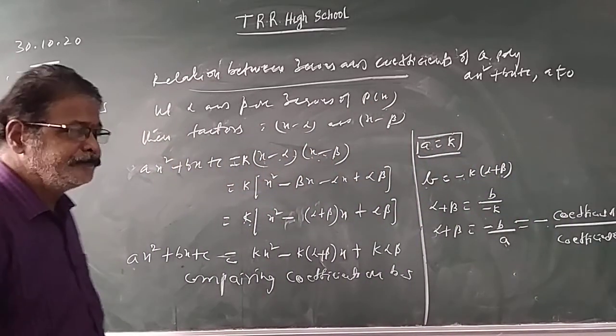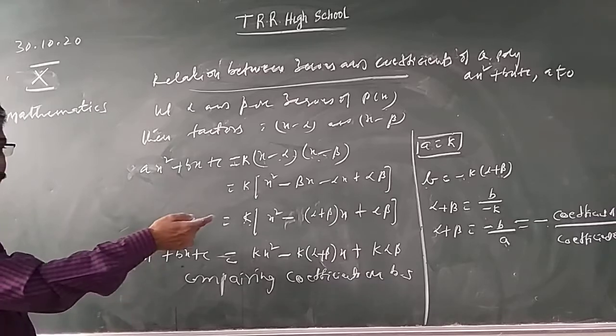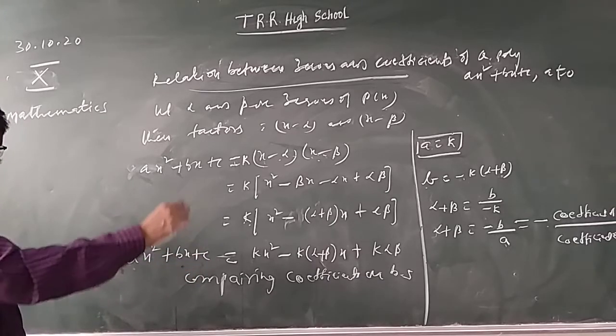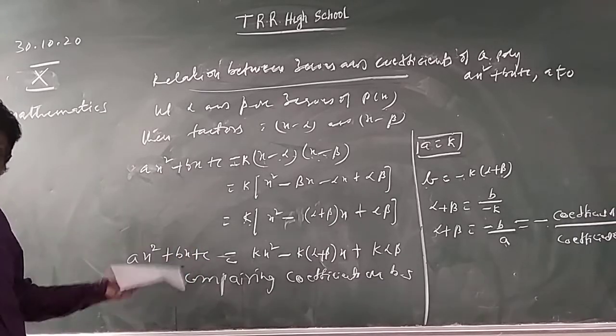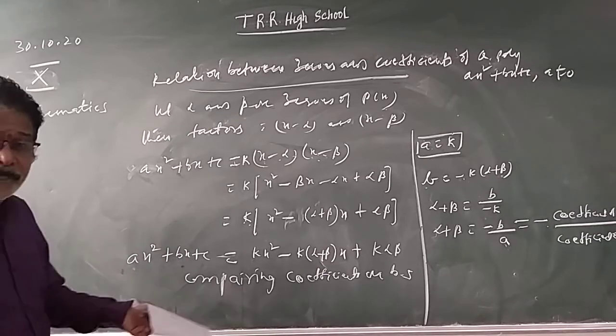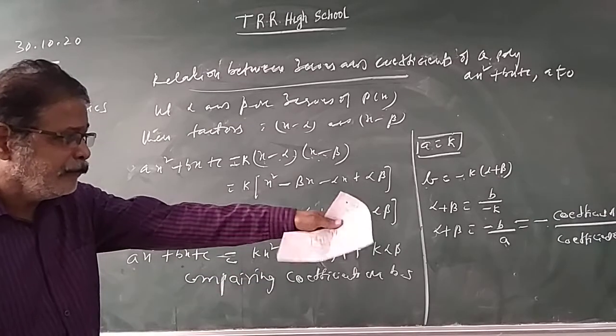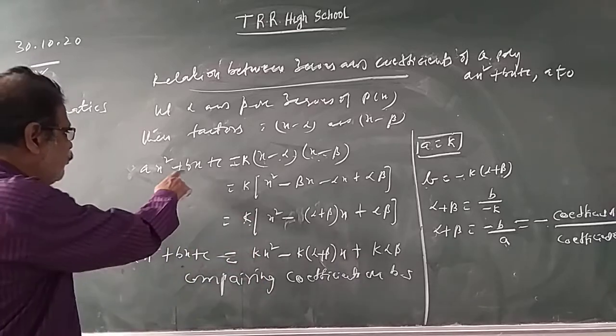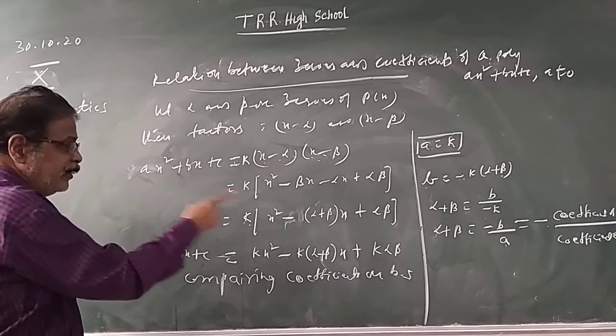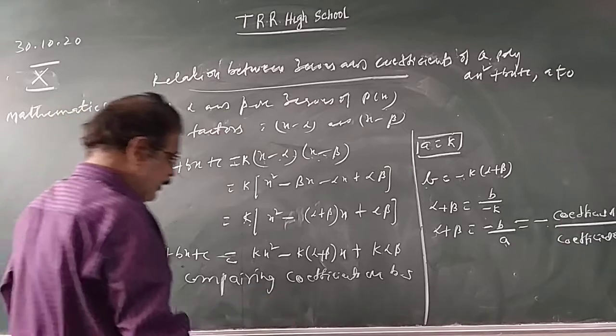Now we have the sum of the zeros as minus B by A. If they directly give the quadratic polynomial and ask you to find the sum of the zeros, it is minus B by A, where B is the coefficient of x and A is the coefficient of x square.